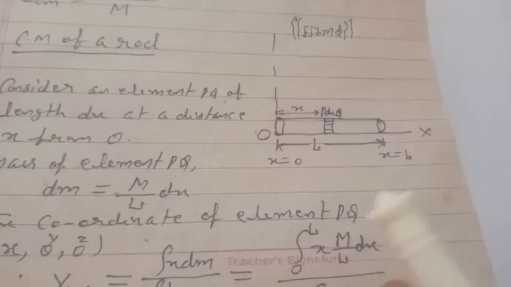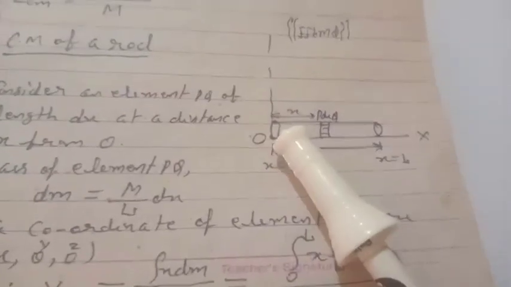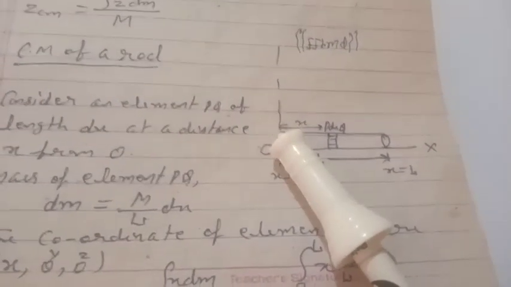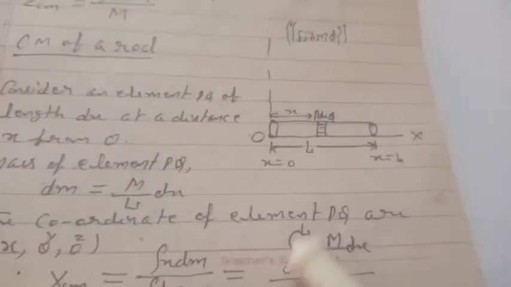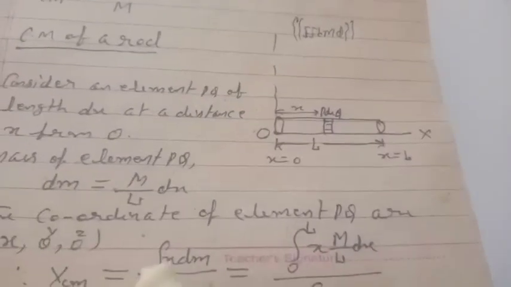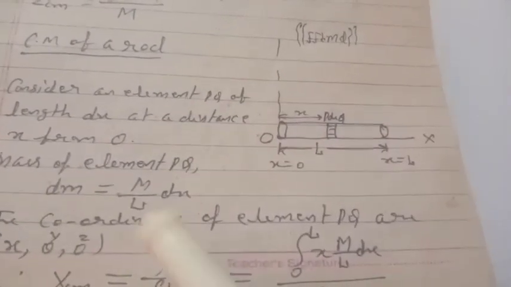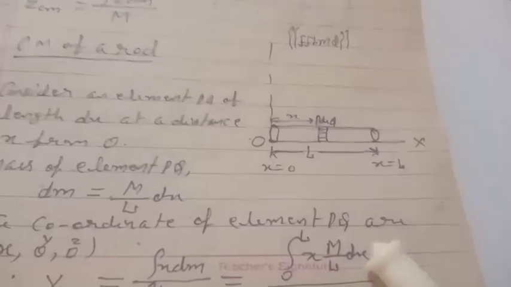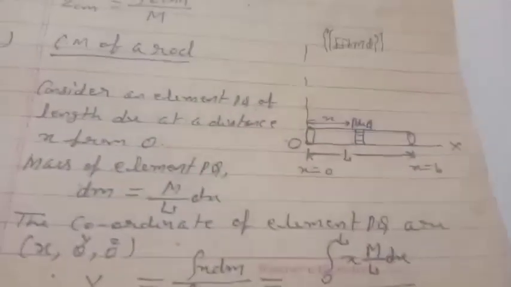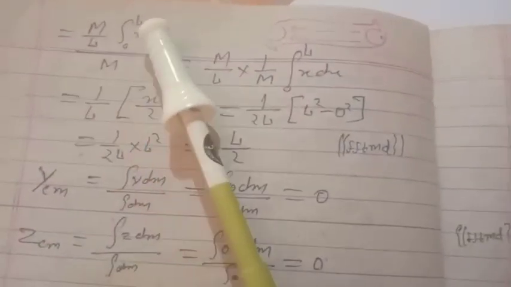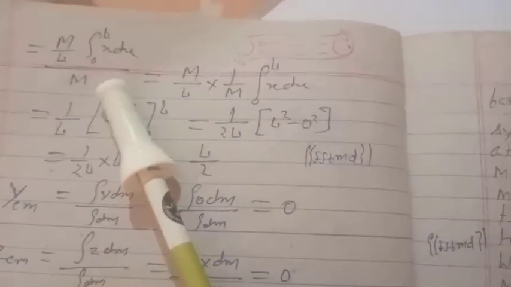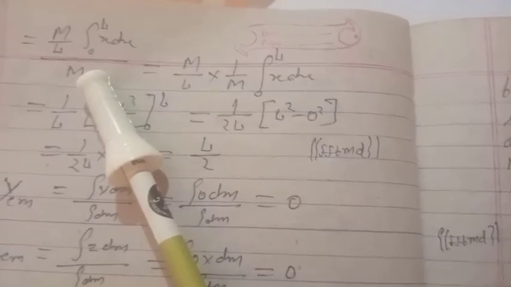Our integration is from 0 to L, meaning at this point the length of the rod is 0, and at this point the length of the rod is L. So the limit is from 0 to L, and here we put the value of x and the value of dm, which is M by L into dx, divided by integration dm. This equals M by L integration 0 to L x dx divided by M, because the integration of dm will be equal to M.